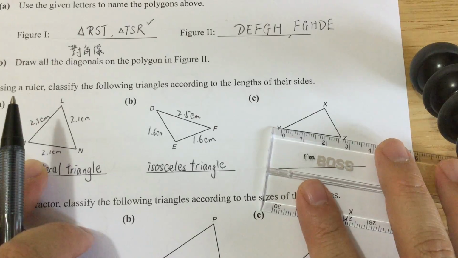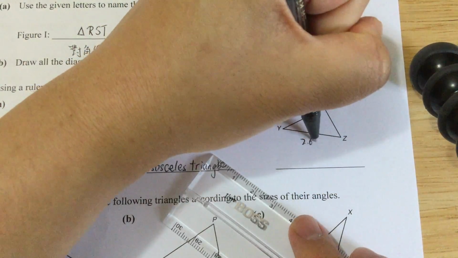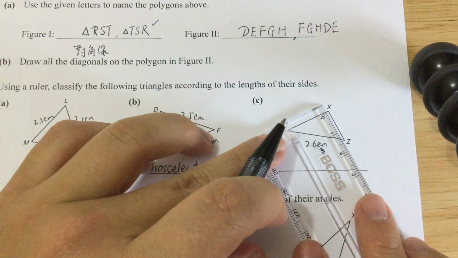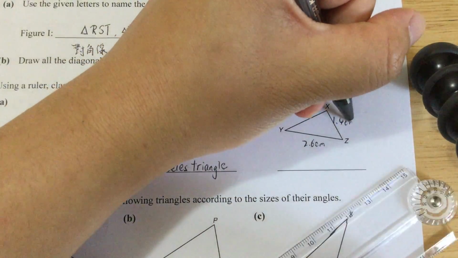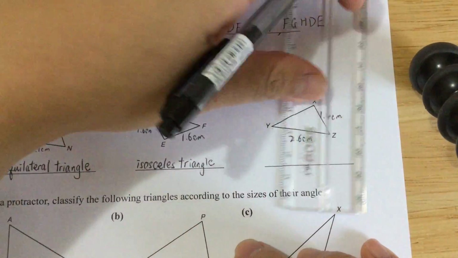Okay, isosceles triangle. So last but not least, let's measure all these 3 straight lines. For YZ, you will get 2.6 cm. And for XZ, you will have about 1.4 cm. And finally, we got XY.